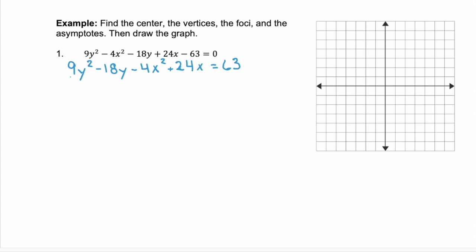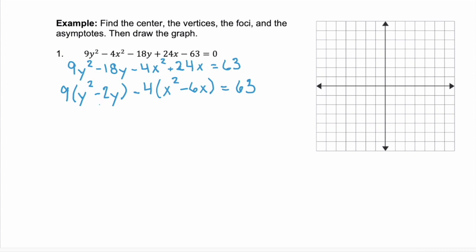Okay, let's factor out so that we can get ready to complete the square. So for y, we have 9 times y squared minus 2y. The leading coefficient is now 1, so we can complete the square of that. Let's pull out a negative 4, and we have x squared minus 6x. The leading coefficient for our x squared is now 1, so we can complete the square on that. And it equals 63. So now we need to complete the square twice, just like we did with circles.